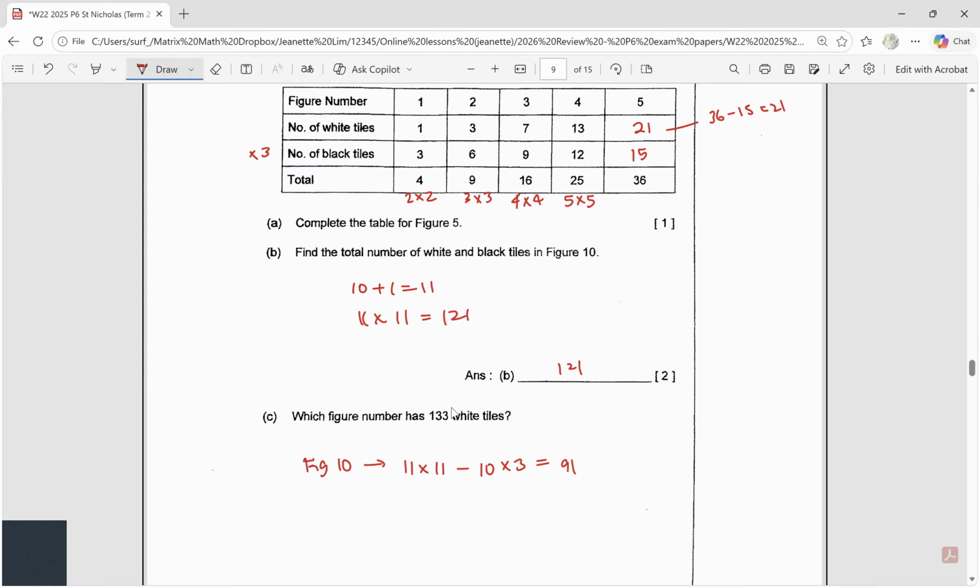So the total white tiles I have is 91, which is not what I want. I want a total of 133. So I need to go higher. Okay, more. So let's try the next one, figure 11.